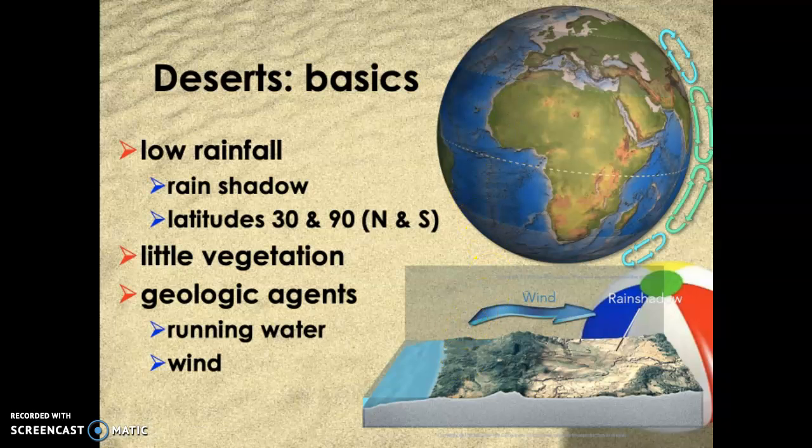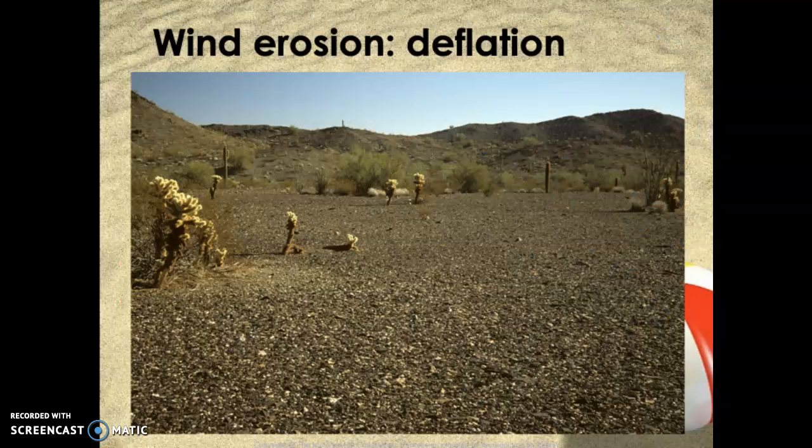So what do we see in deserts? What do we see because of this lack of vegetation? Well, what we find is that wind is much more effective when you don't have vegetation. So just like the running water is going to be more effective, wind is going to be much more effective in the desert. So let's talk about how wind erosion works. That's what our focus is going to be.